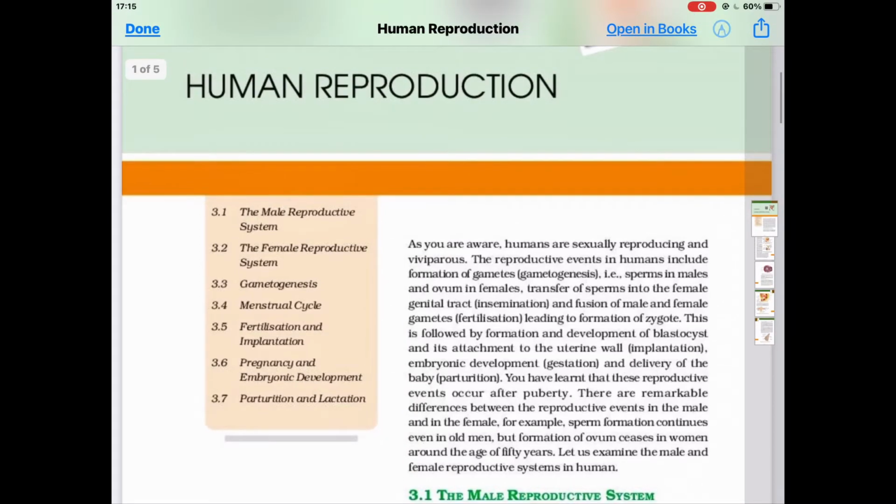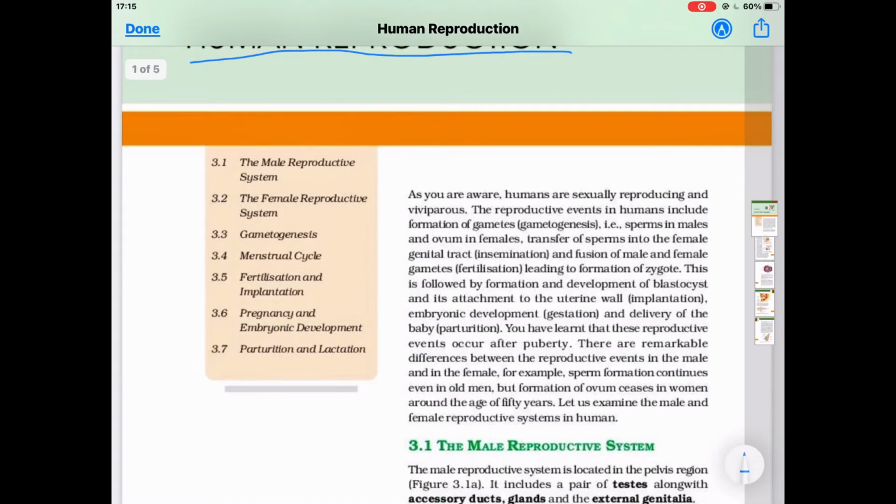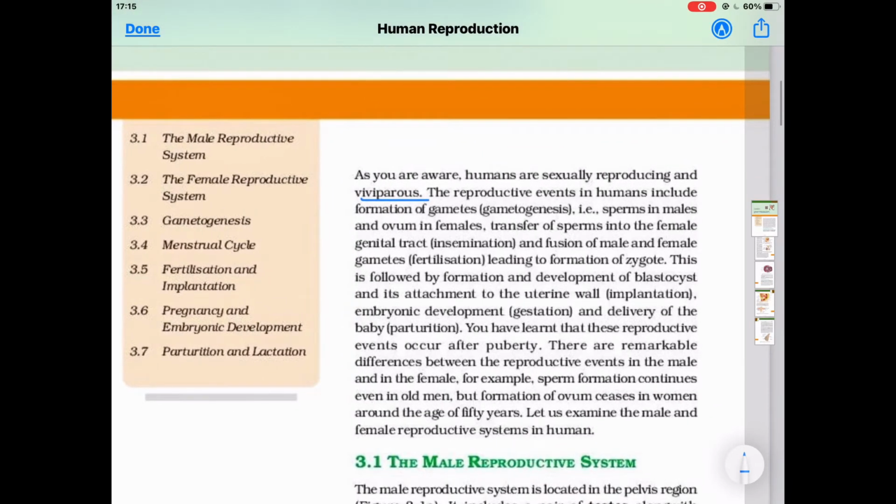Good morning, students. Our today's topic is human reproduction, that is chapter number 3, page number 42. As we are aware, humans are sexually reproducing and viviparous. What is the meaning of viviparous? Viviparous organisms are those which give birth to the young ones.